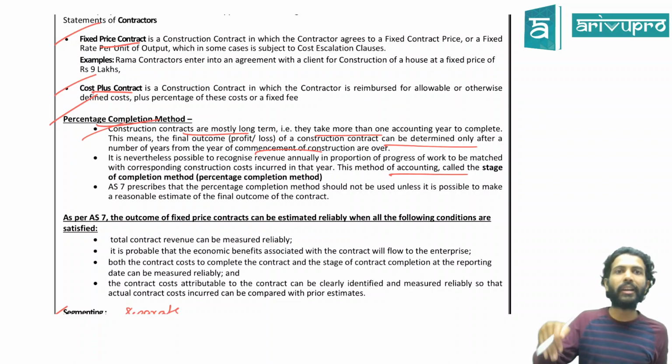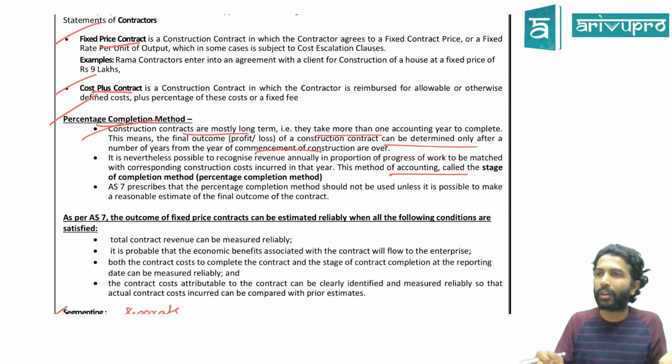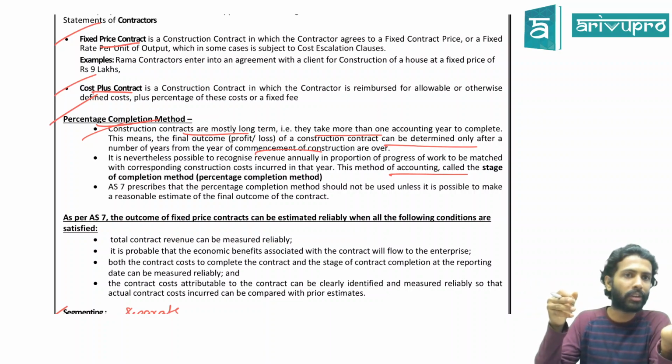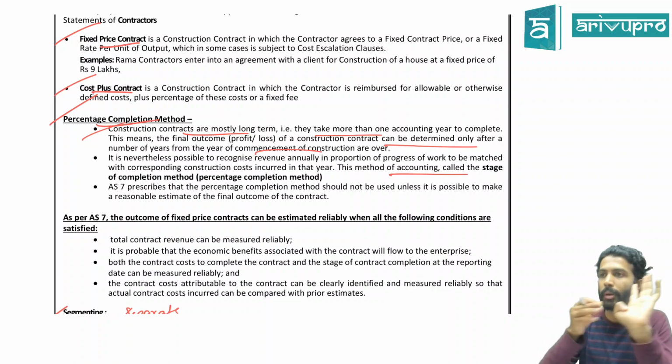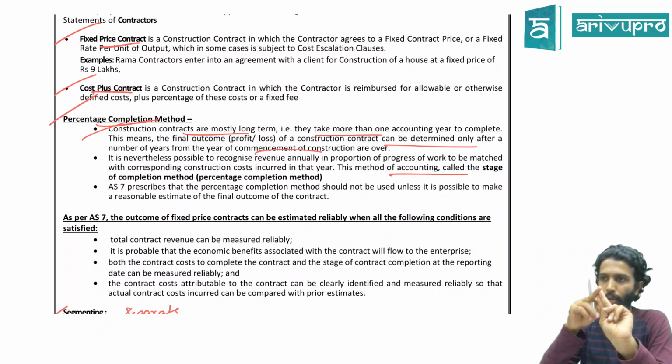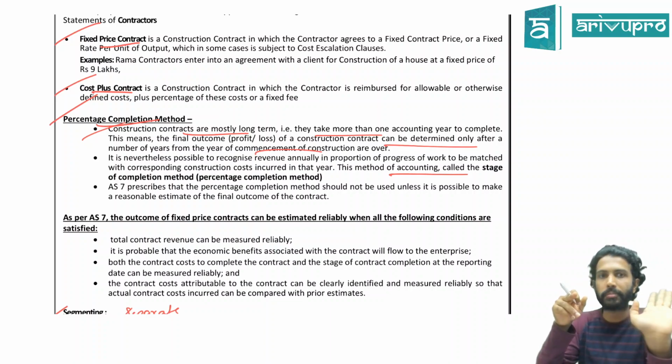Because the contract doesn't end in 1 year, it goes beyond 1 year. If you follow the completed contract method, then it will be crazy. The contract is going for 7 years. For 7 years, you will not be able to book even a single amount of revenue. Hence, the better method is percentage of completion. But the outcome, you should be able to measure it reliably. Contract outcome, whether you're going to get a profit or a loss out of it, and cost also, you should be able to measure it reliably. If you are able to do these two, then only you can go for percentage of completion.